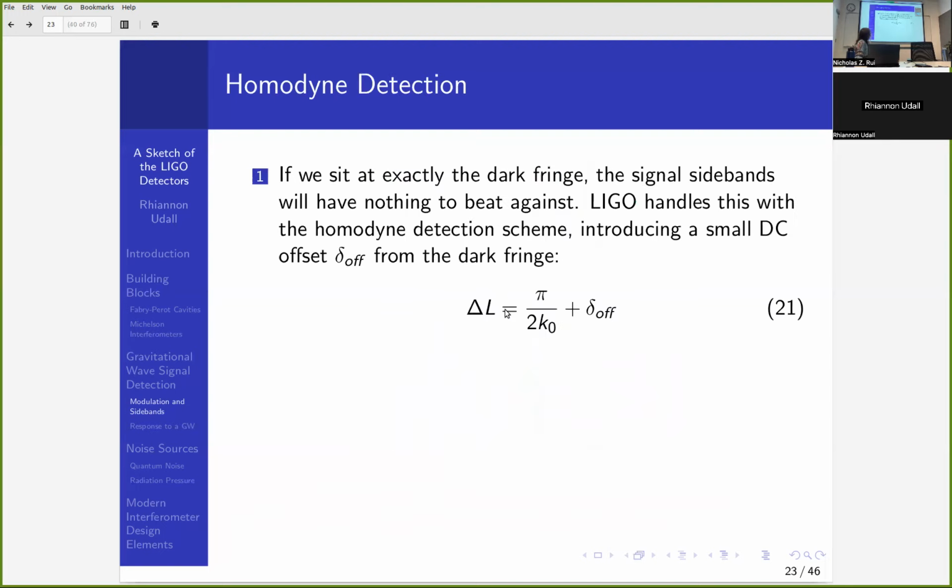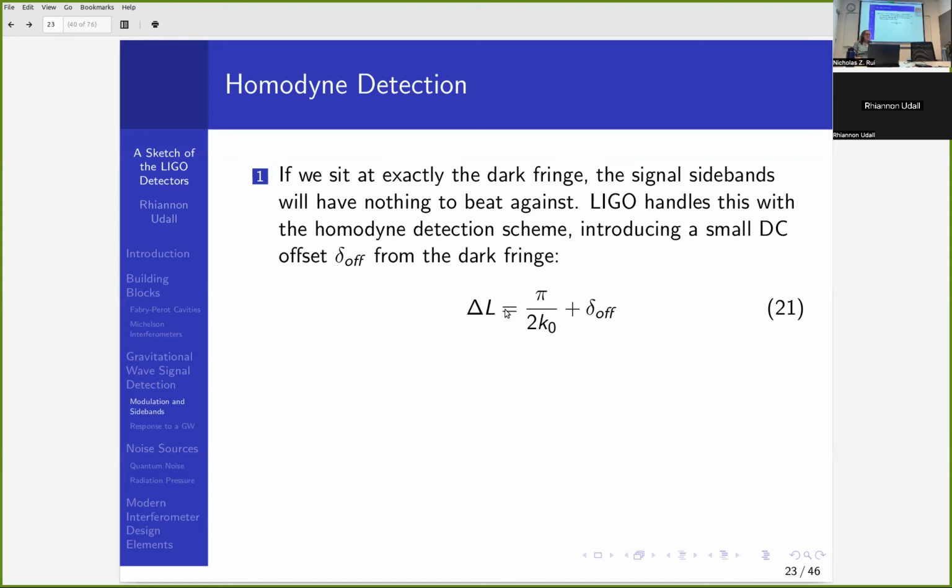So the catch is that the signal sidebands are themselves very small. They're best observed as a beat on some other oscillator. So in order to observe them, we need to have something for them to beat against. And there are a lot of different ways that you can do that.